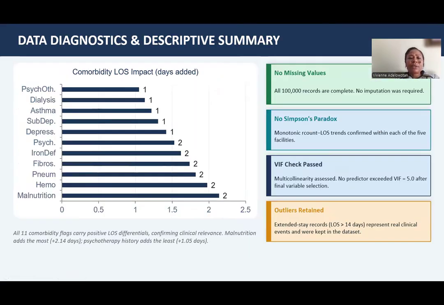Data, diagnostics, and predictive summary. Data quality checks confirmed the data set is clean and complete. The Simpson's paradox check validated that the readmission count length of stay relationship holds within each individual facility. It's not just in the aggregate alone. This is a critical quality gate for regression modeling.